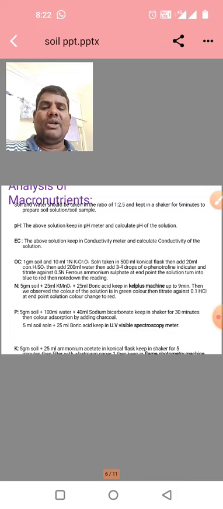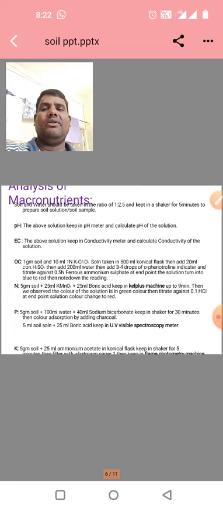OC, for OC you have to take a different solution. So 1 gram soil and 10 ml 1 N potassium dichromate solution are taken in a 500 ml conical flask, and add 20 ml concentrated H2SO4, then add 200 ml water, then add 3 to 4 drops of orthophenanthroline indicator and titrate against 0.5 N ferrous ammonium sulfate. At the end point the solution turns from blue to red.